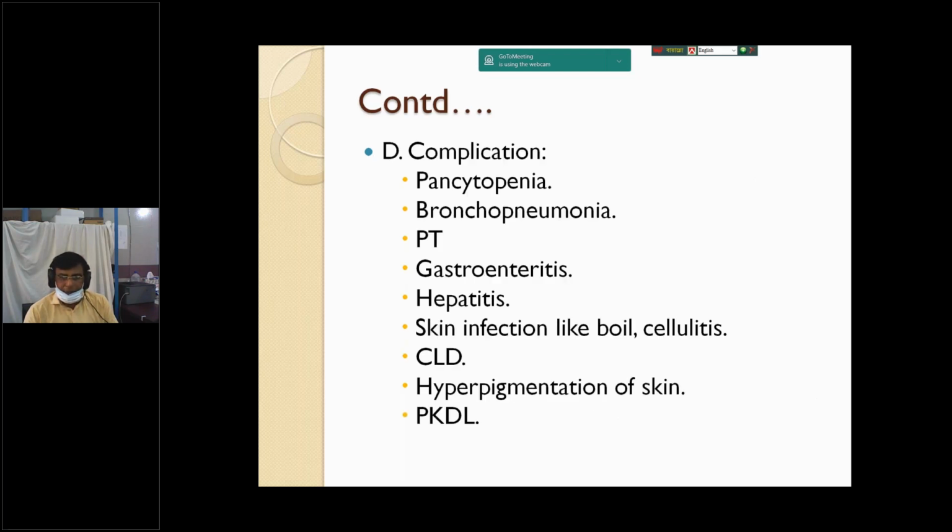Now, what are the complications of Kala-azar? Complications of Kala-azar are pancytopenia, bronchopneumonia, pulmonary tuberculosis, gastroenteritis, hepatitis, chronic liver disease, skin infection like boil, cellulitis, and hyperpigmentation of the skin, and PKDL also.